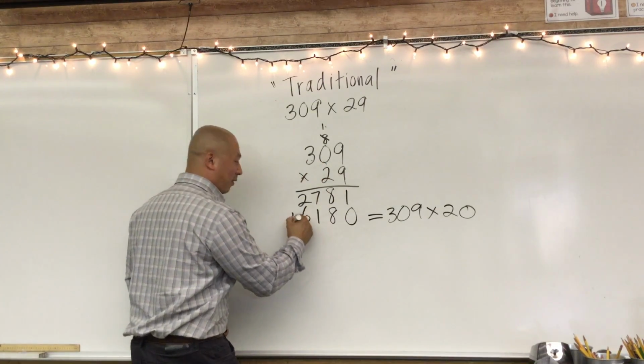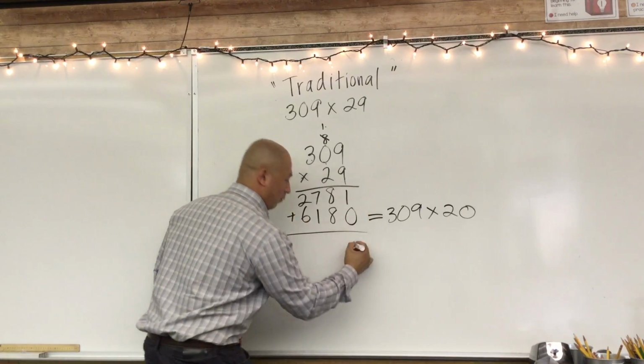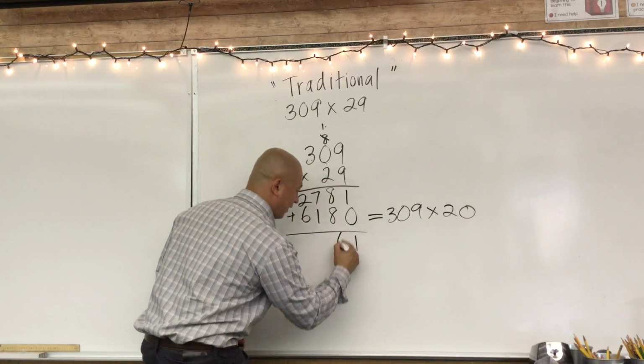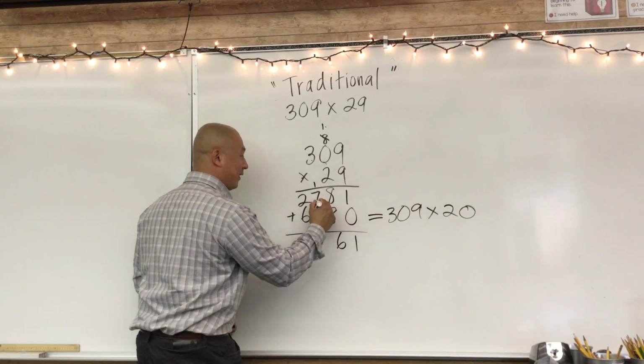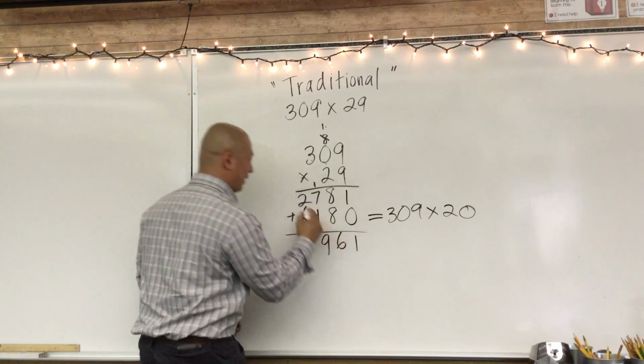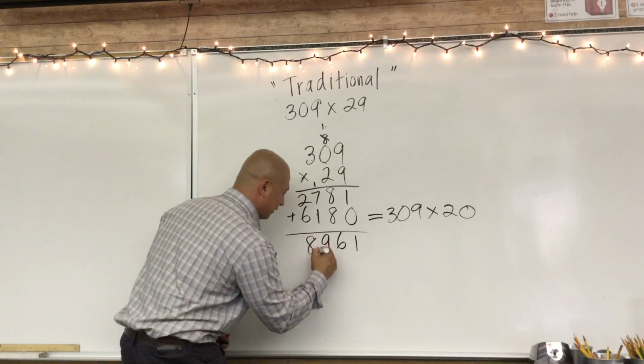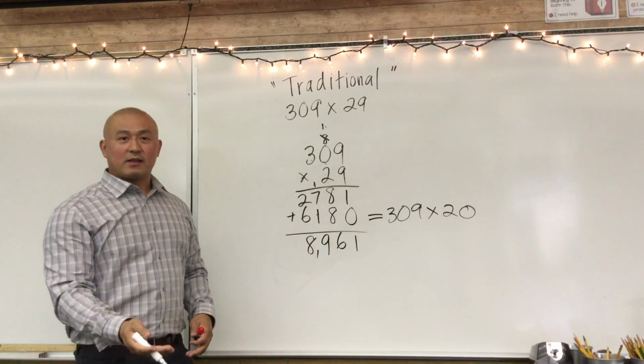Now we're ready to add our partial products. 1, 8 plus 8, 16. 7, 8, 9. And 6 plus 2 is 8. And that's how you multiply using the traditional method.